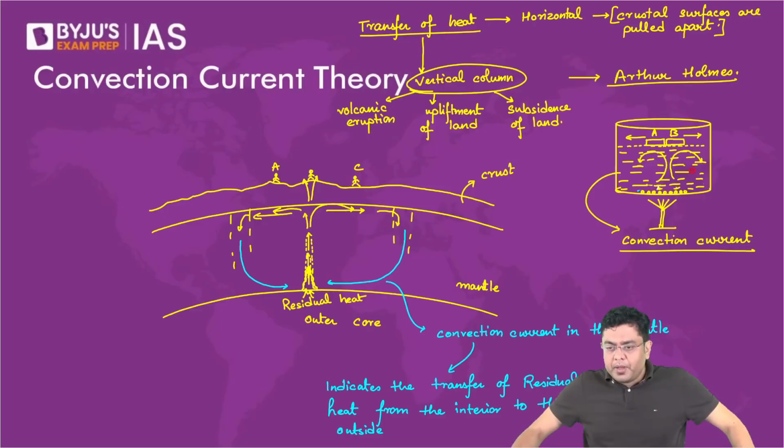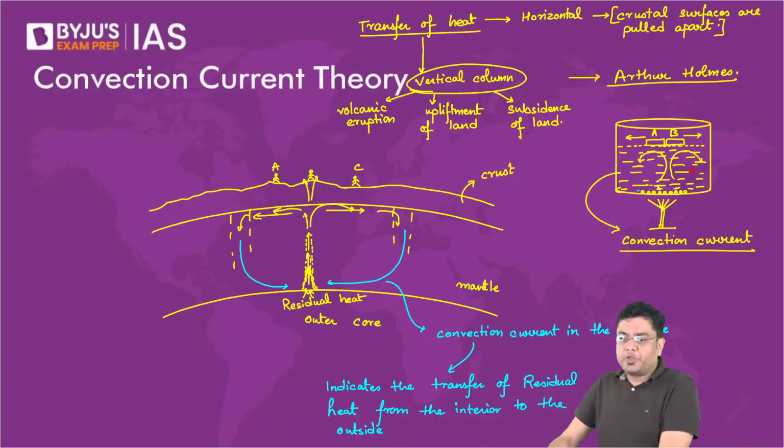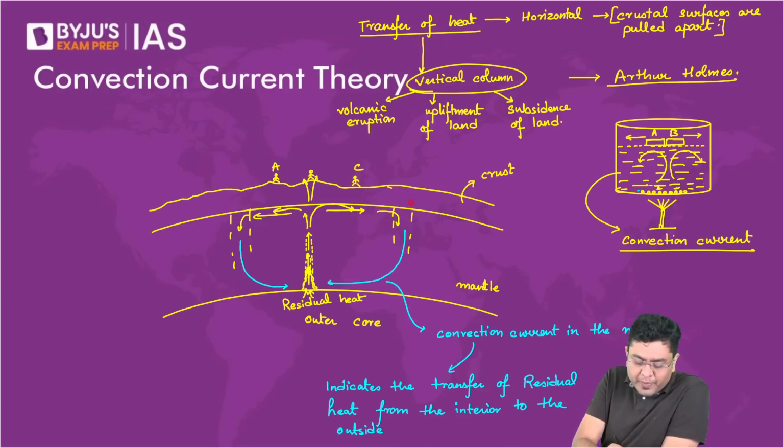Okay. Yes, Vikram, convection current applies to liquid itself. Subsidence of land means in those portions the land will tend to sink, form a trench, or in general they will have a movement like this, and so on. So that is the subsidence of land.